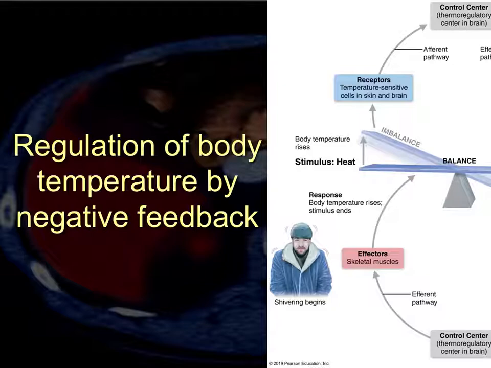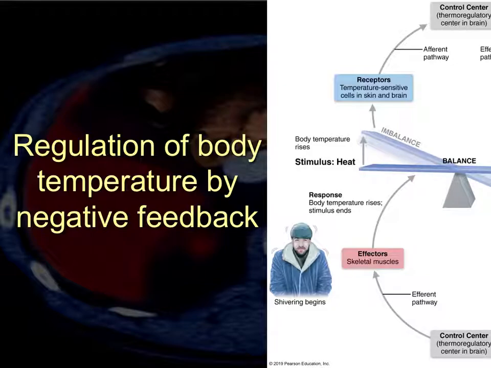Then on the other side, if your body temperature falls, the same receptors, those temperature-sensitive cells in the skin and brain, are going to say, you've got a change in temperature. They send that information on the afferent pathway to the control center, the thermoregulatory center in the brain. Then it goes on the efferent pathway to the effectors, which this time are skeletal muscles, and those muscles are going to start shaking. It's going to cause shivering, which will increase the body temperature.